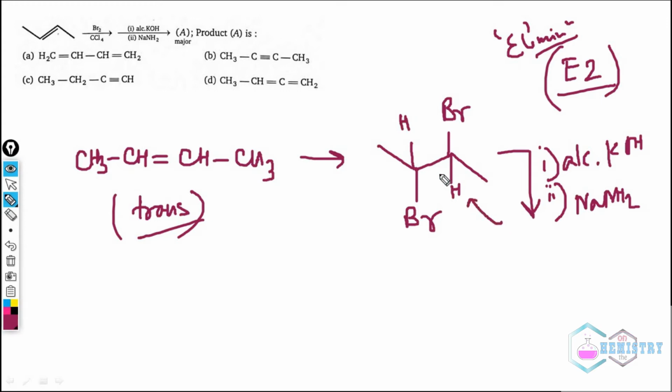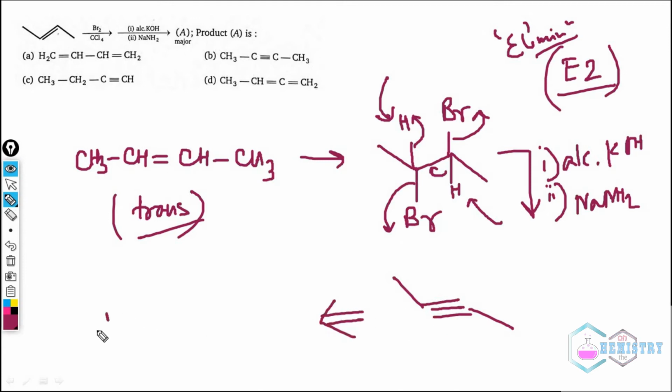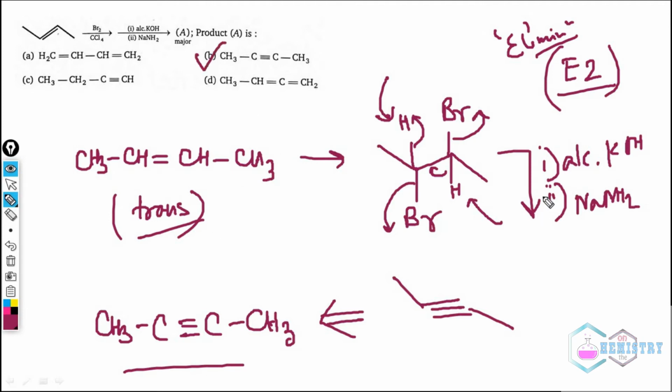First KOH attracts this H, and this bromine will leave, and another time the NaNH2 will attract this one, and this bromine will go away. So this will be a double elimination. Obviously this representation is wrong, because alkynes are always linear. So the compound will be like this: CH3, C, triple bond, C, CH3. This will be product A, and hence option B is the correct answer.